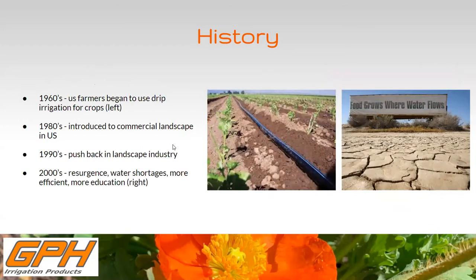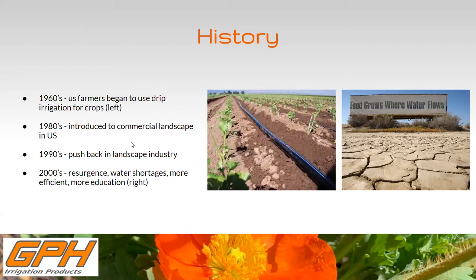The next thing, in the 60s, farmers began to use drip on their irrigation crops. You can see here, this is inline tubing irrigating crops, with the plastic tubing being used. That changed things immensely versus flood irrigation and other things, and it made crop production so much more efficient.